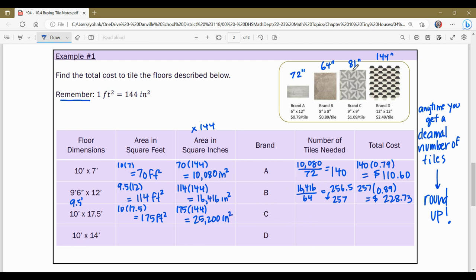I'm going to use brand C tile, which covers 81 square inches. So I'm going to take 25,200 and divide by 81. I'm going to round to the next whole number and I get 312 tiles. Total cost, I'm going to take 312 tiles and multiply by $1.09 for each tile. So that's going to give me a total cost of $340.08.